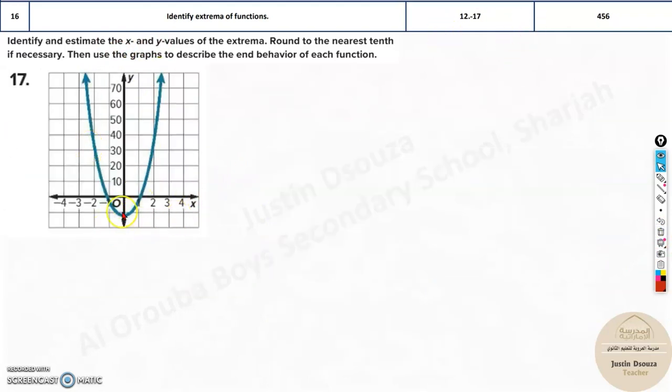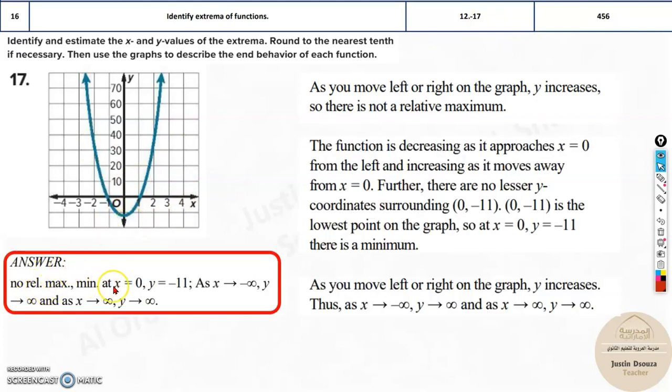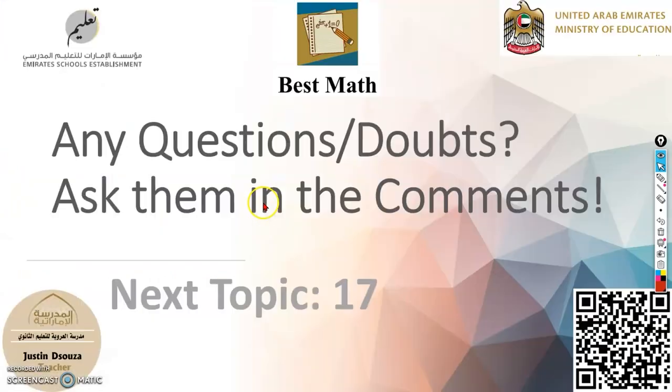This is the last one over here. Again, there is no relative maximum, only a minimum point. At x is 0 and y is negative 11. See, because the scale is 10, this is a little more, minus 11. Look into the four options and check the appropriate value. So you can easily find the correct option. And look at the end behavior. As x goes to minus infinity, the y value is infinity. Even over here as x goes to positive infinity, y is infinity.